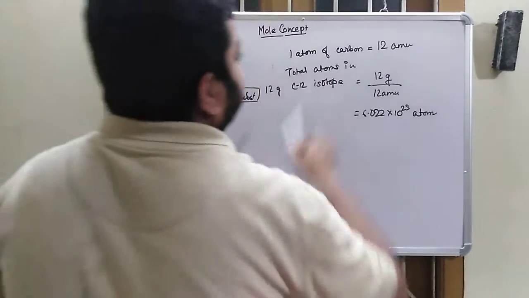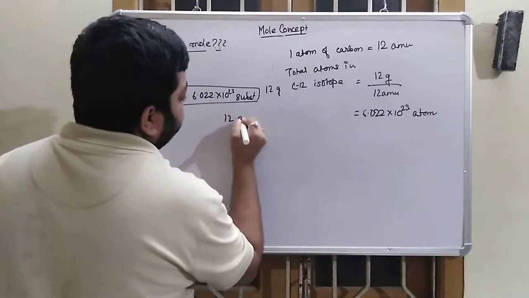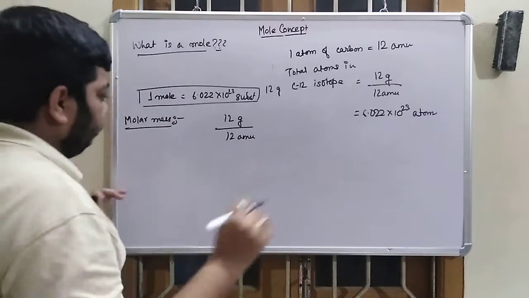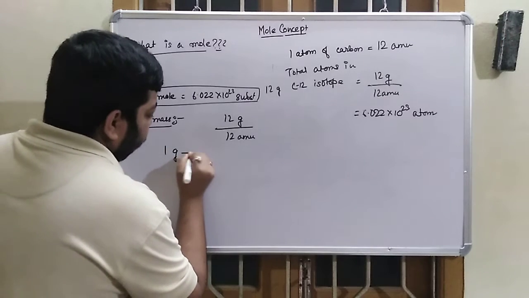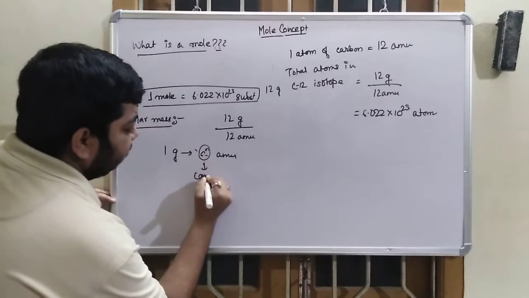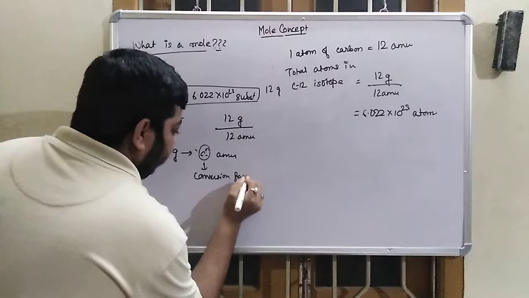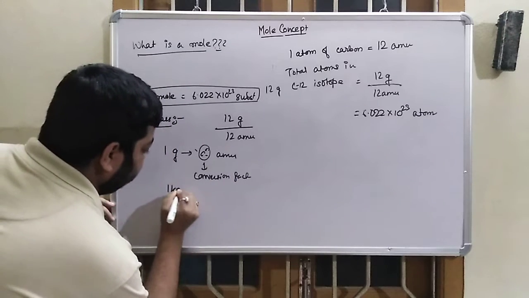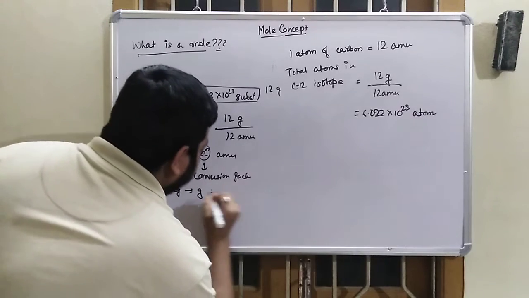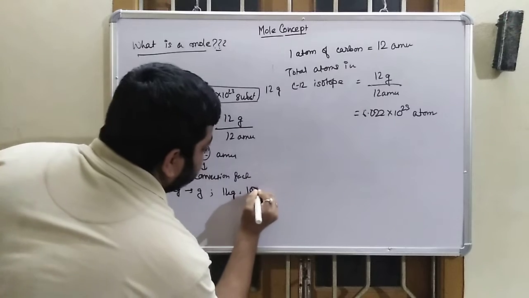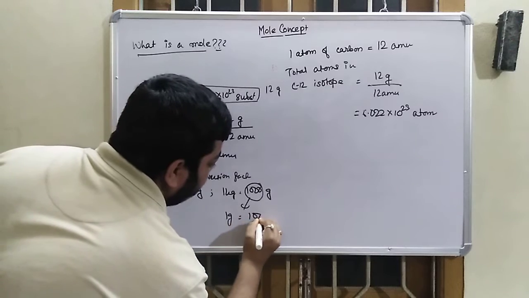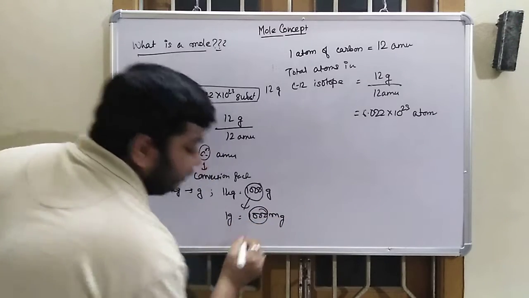You see, in this calculation, what we have done is we have divided 12 gram by 12 AMU. Now suppose A is our conversion factor. What is conversion factor? Like if we need to convert 1 kg to gram, then what will we do? We will multiply kg with 1000. That means 1 kg is equal to 1000 gram. This is our conversion factor. Similarly, 1 gram is equal to 1000 mg. This is our conversion factor.